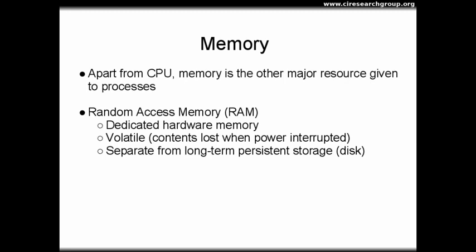RAM is a type of dedicated hardware memory that is attached to the motherboard. It is separate from persistent storage or hard disk space. RAM is also volatile, which means that it loses its contents whenever power is interrupted to the RAM modules, including whenever the computer is turned off.